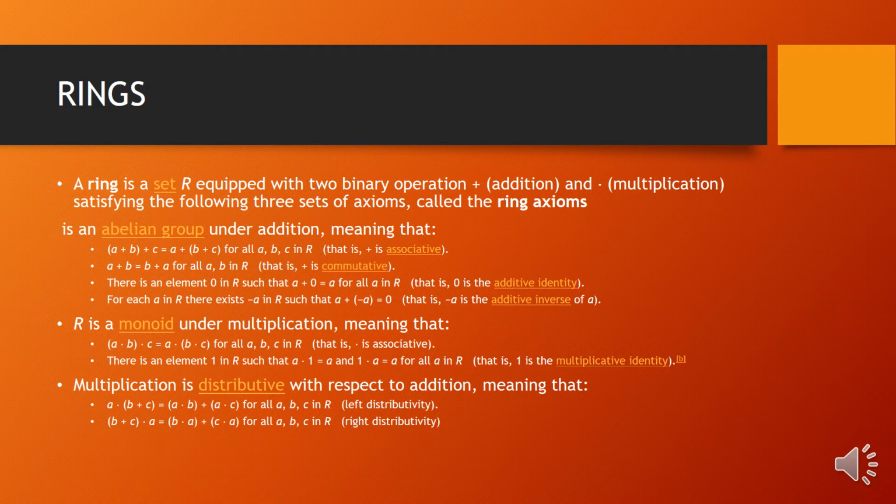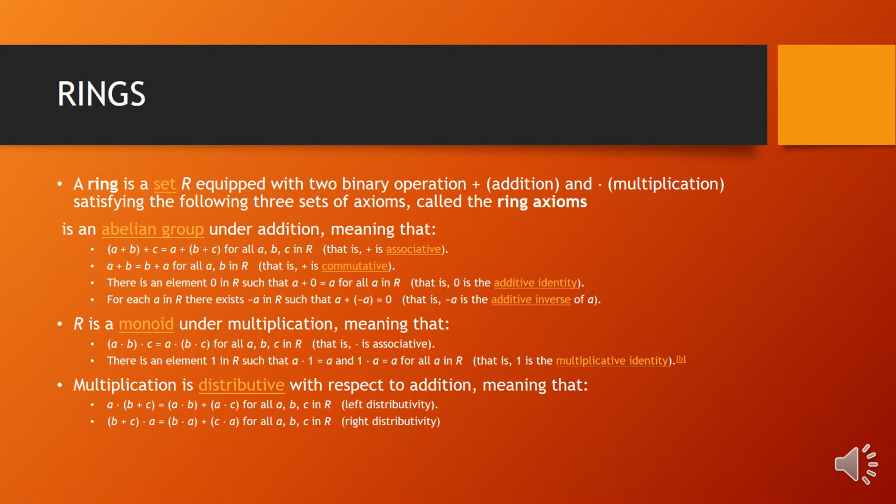R is a monoid under multiplication, meaning that (a × b) × c = a × (b × c) for all a, b, c in R, that is, associative. There is an element 1 in R such that a × 1 = a and 1 × a = a for all a in R, that is, 1 is a multiplicative identity.